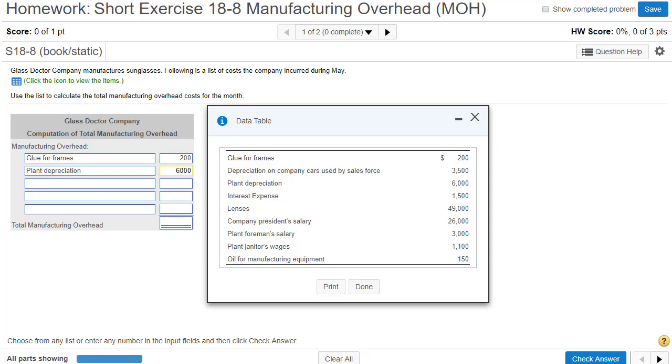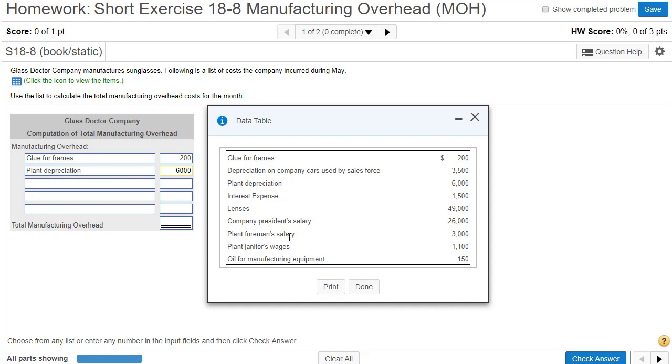Next, what do we have to choose from? Interest expense, that is not a product cost. Lenses, that is a direct material, so that's not manufacturing overhead. Company president's salary, that is a period cost.